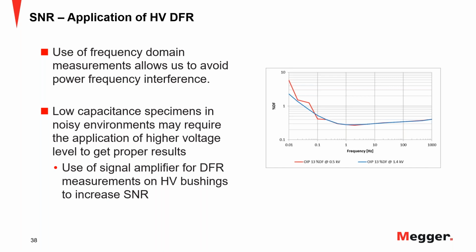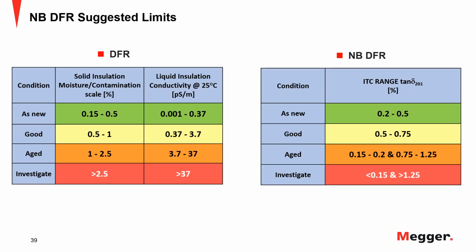And you can see in this example here, the red curve below, say, 0.2 hertz is being influenced by the noise. But when we crank up the voltage with an amplifier and we provide 1400 volts, 1.4 kilovolts, we get a smooth curve, and that is the one that I want to analyze. So keep this in mind, because not everybody is in a place where there's no noise in the substation.